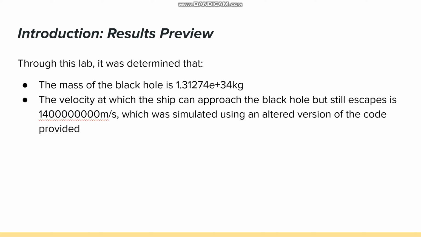Results Preview. Through this lab, it was determined that the mass of the black hole is 1.31274 times 10 to the 34 kilograms, as in part 1, and the velocity at which the ship can approach the black hole but still escapes is 1,400,000,000 meters per second, which is simulated using an altered version of the code provided in part 2.